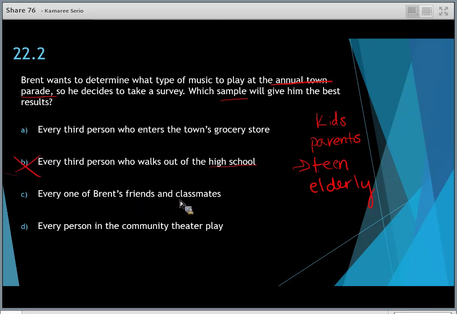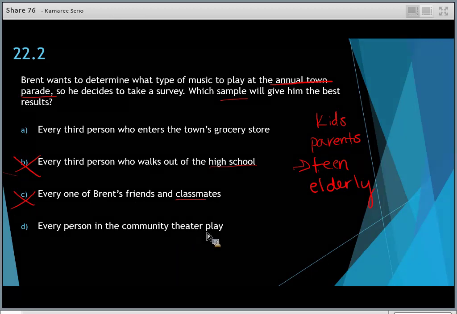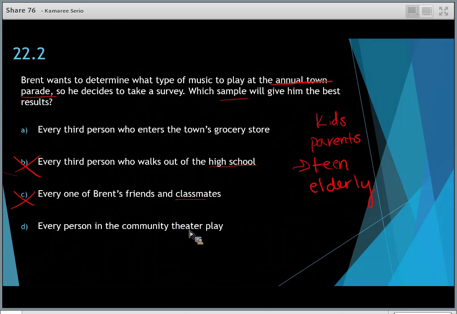Every one of Brent's friends and classmates. Well, I don't know how old Brent is, but if he has classmates, he's probably also a teen. So I don't want to pick C either. Every third person in the community theater. Well, this is kind of a biased group of people, right? You wouldn't find someone necessarily who doesn't have interest in theater there, so that doesn't really hit all of these categories. So A in this case is going to be the best answer because if you think about it, everyone has to go grocery shopping at some point, right? So you have a really good chance of hitting each one of these categories.